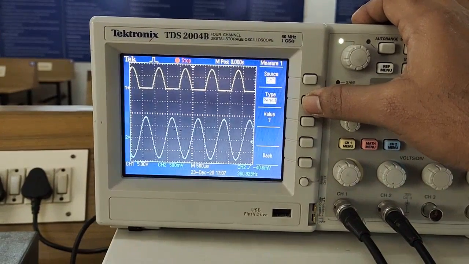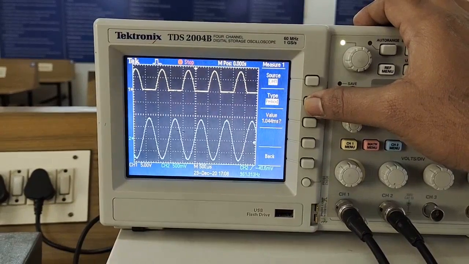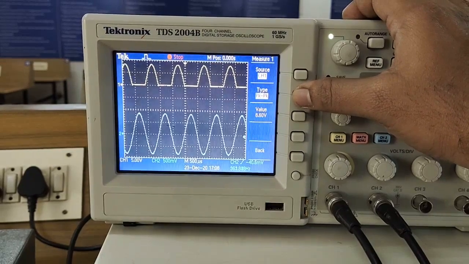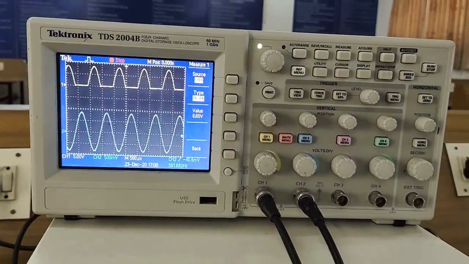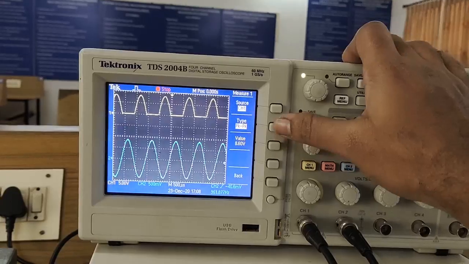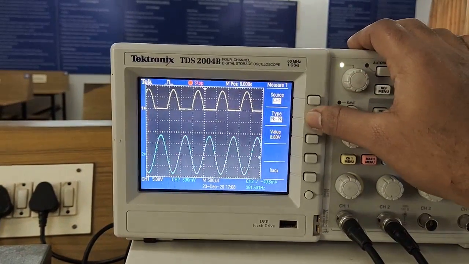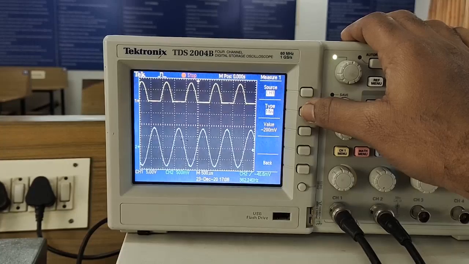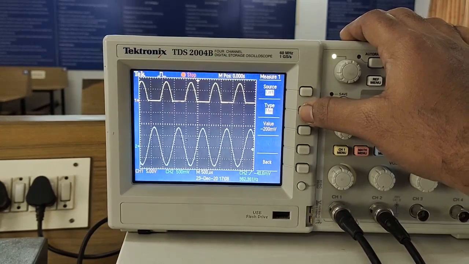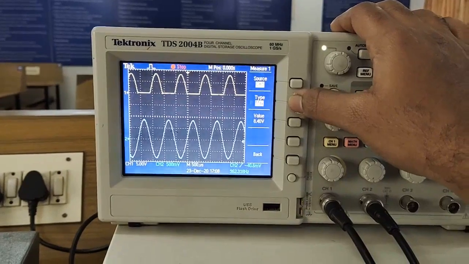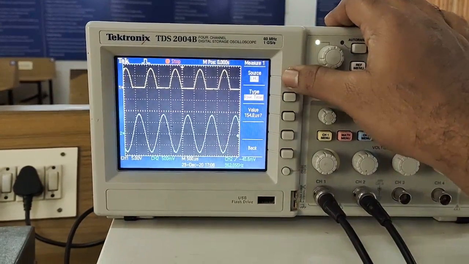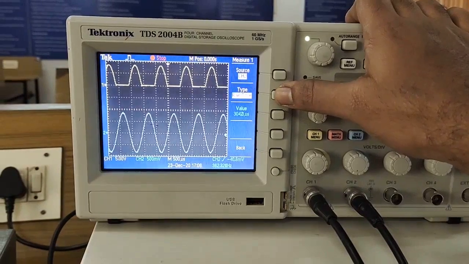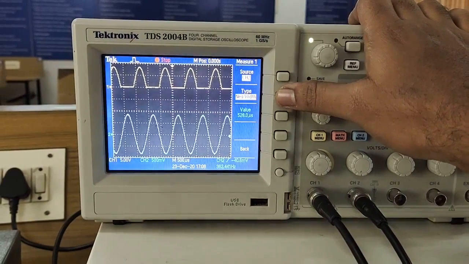Similarly, we can also measure the time period. The time period is around 1 millisecond, and the mean value of the voltage signal and the peak to peak value is around 8.6 volt. The RMS value is around 4 volt, and other types of measurements, the minimum voltage and the maximum voltage, have also been given. Like this you can also measure for channel 2. You can see the measurements here. So these are the measurements.